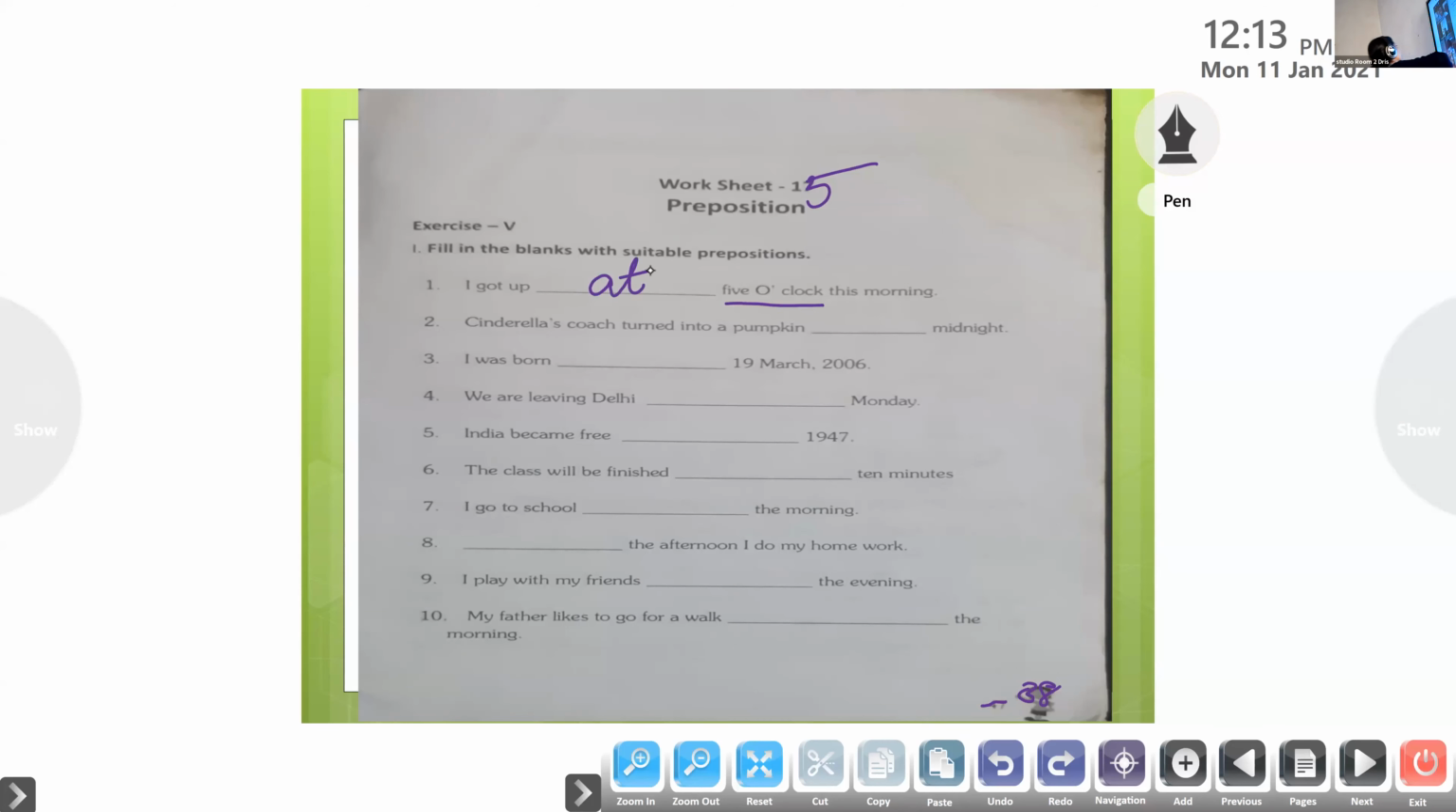Very good. Now, Saharish, come on, do the second one. Unmute it, Saharish. Yes. Unmute it. Spinach turned into a pumpkin dash midnight. Yes. So, at. Very good. We use at for midnight. I've already told you for all these expressions. We use the preposition at midnight.